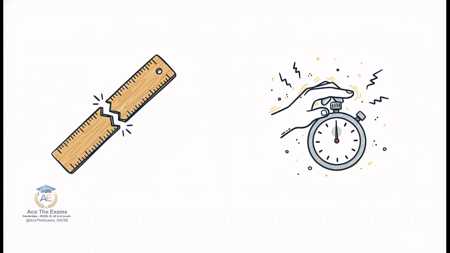Now, here is the vital exam takeaway. Taking repeat readings and calculating an average will help minimize the impact of random errors, but taking repeats will do absolutely nothing to fix a systematic error. If your ruler is broken, measuring it 10 times won't fix the broken ruler. You have to recognize the error type to apply the right fix.